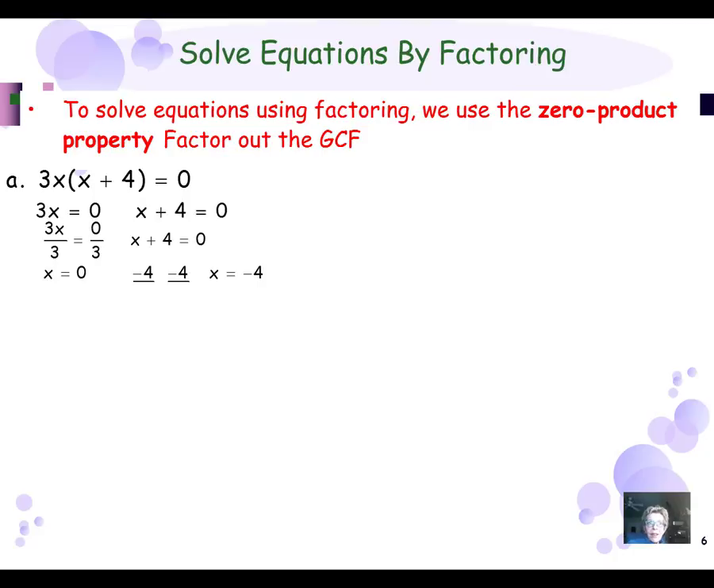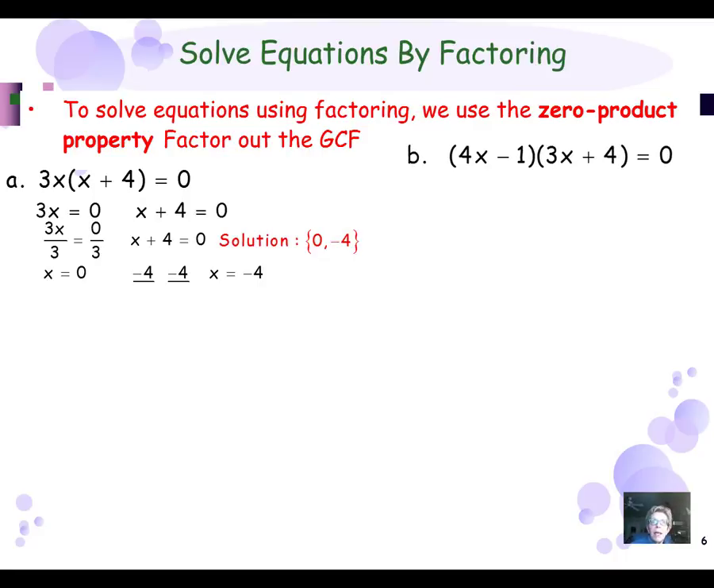My second set of factors, x plus 4 equals 0. I'm going to subtract 4 from both sides. I get x equals negative 4. My solution for this one is 0 and negative 4. Not only is that my solution, but it's also called my roots, my zeros, or it's my x-intercepts to the graph that that polynomial would create.